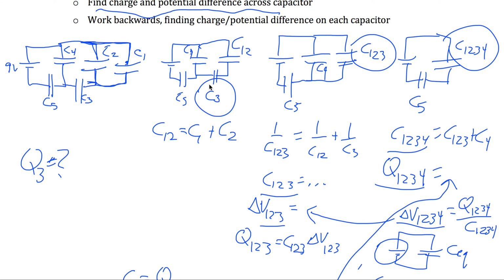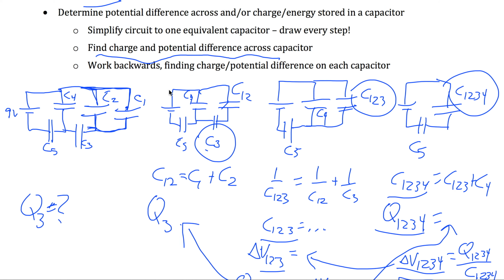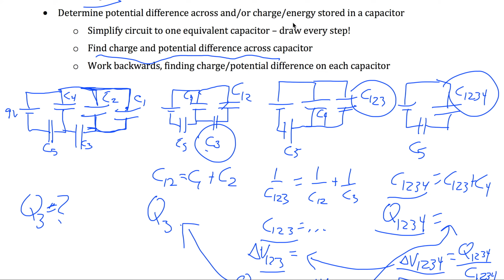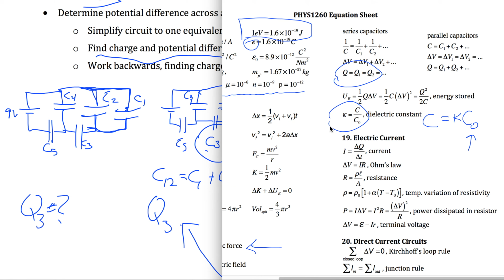And finally, you'd have one more step in this case, and okay, these two were in series to get to C123. So the charge is the same, so Q on C3 is the same as Q on C123, and so that's your final answer. So that's the idea. If it asks for the energy stored in the capacitor instead of the charge or the potential difference, you're still doing these exact same steps, but then when you're going to the equation sheet, you're going to use one of these three equations here.